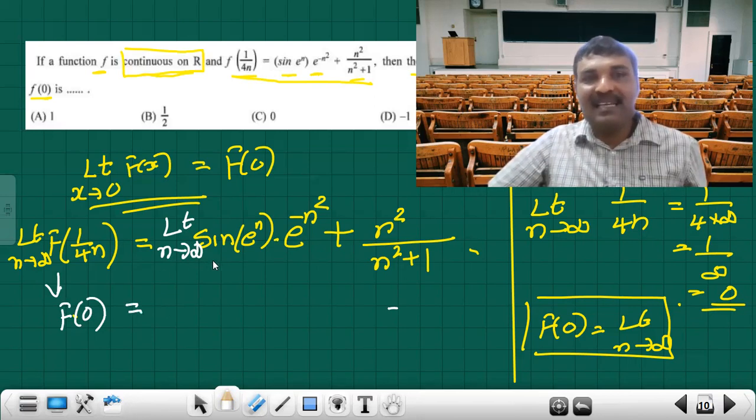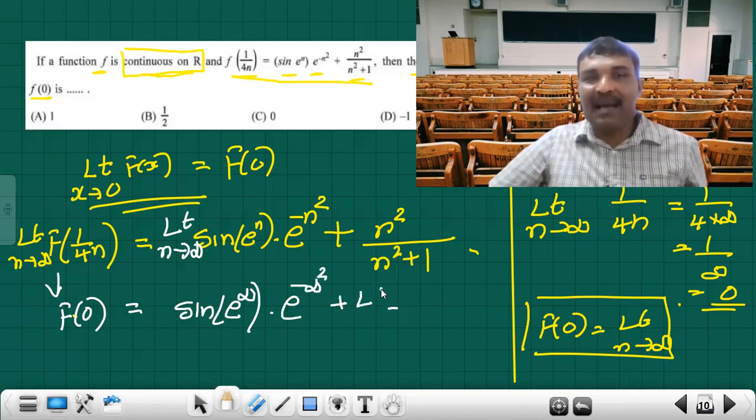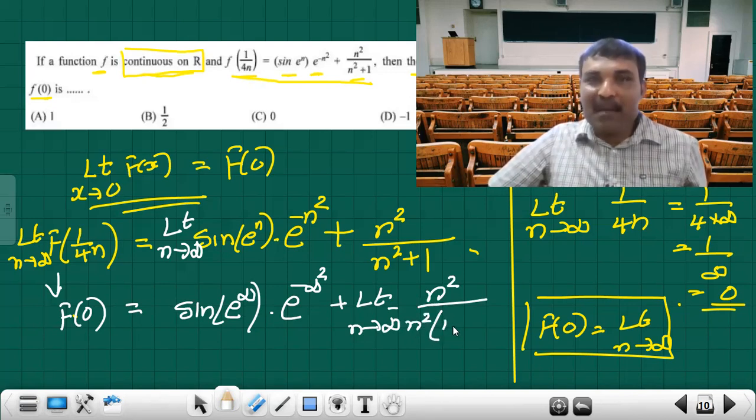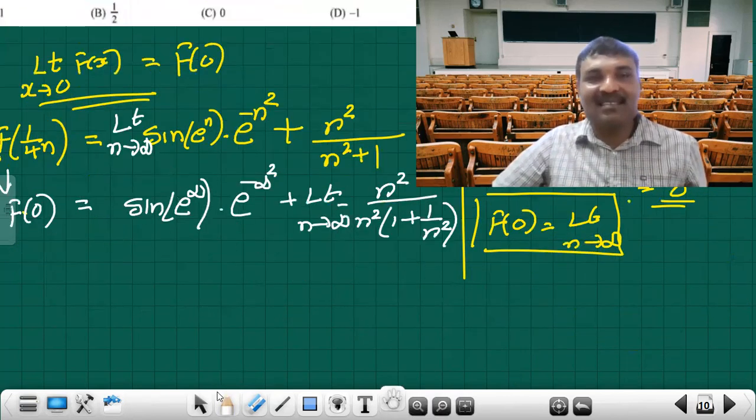That is equal to limit n tends to infinity of sine of e raised to n. So what's the value of sine of e raised to n? I'm going to write sine of e raised to infinity. e raised to infinity is infinity, into e raised to minus infinity square. Plus we can apply the limit here, limit n tends to infinity, on this term n square divided by the denominator. I am taking n square common, so we can write this as n square multiplied by 1 plus 1 by n square. Now what is the value of this limit?